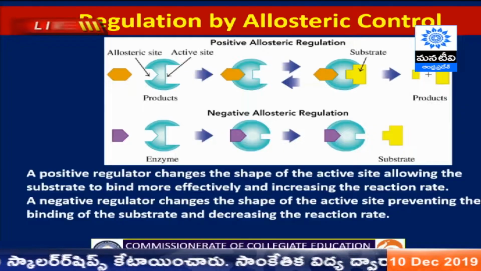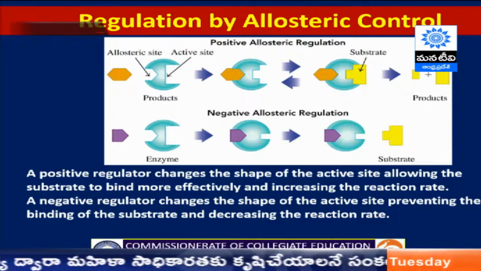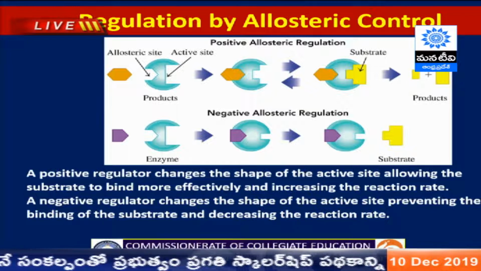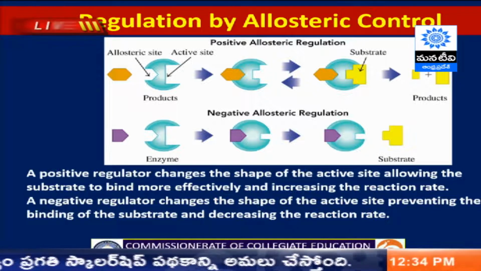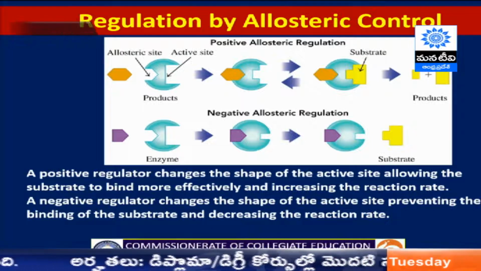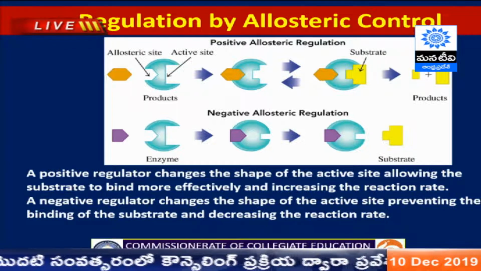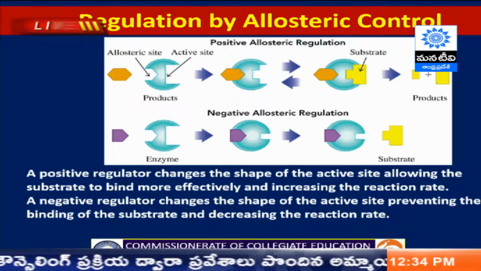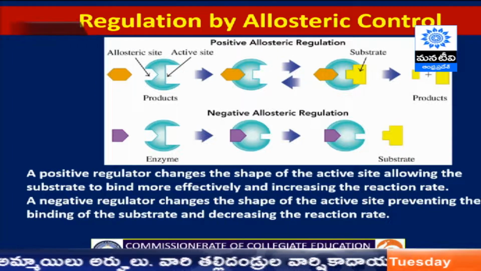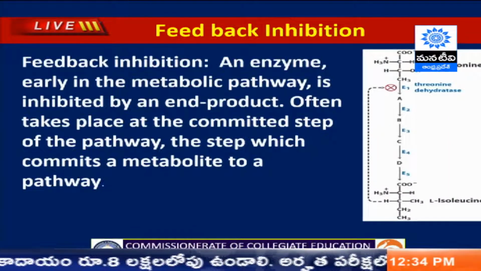Here is a figure for you where you can go through the positive allosteric regulation and negative allosteric regulation. The positive regulator brings changes in the shape of the active site. When this positive regulator binds to the allosteric site, it causes changes in the active site of the enzyme. In that way it increases the reaction rate, whereas a negative regulator prevents the binding of the substrate and decreases the reaction rate.